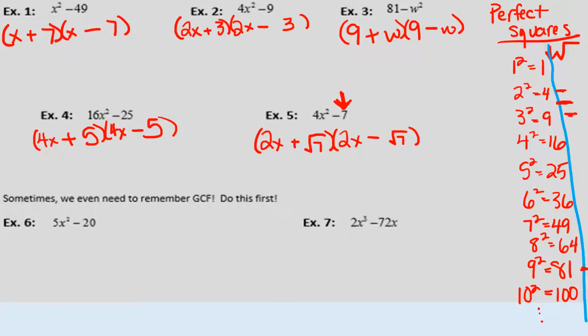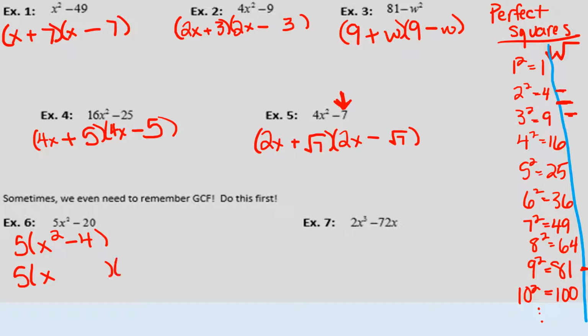Okay, example 6 and 7. Sometimes we need to remember to take out a GCF first. Just like we learned yesterday and a couple days before, it's best to take a GCF out right away, because that usually makes our lives easier. So 5x squared and 20 have a 5 in common, so let's take that out right away. Then we're left with x squared minus 4, and now we see a difference of two squares. So bring down the 5.